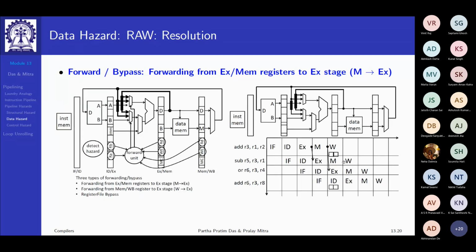Similarly, after the memory cycle, when the OR instruction needs R3, similar forwarding can also happen. So this is an example of forwarding from the exec or memory registers. How can you get the right value into the ALU before it has been updated in the final destination register, to minimize the stall effect?